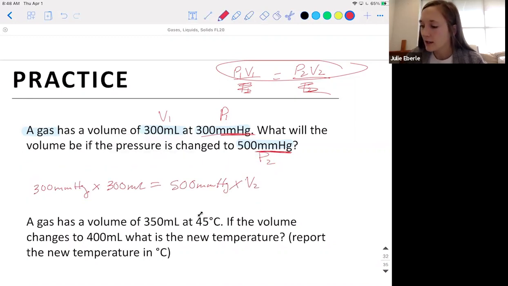Because it says, what will the volume be? That's asking for V2. So you just divide both sides by 500 millimeters.